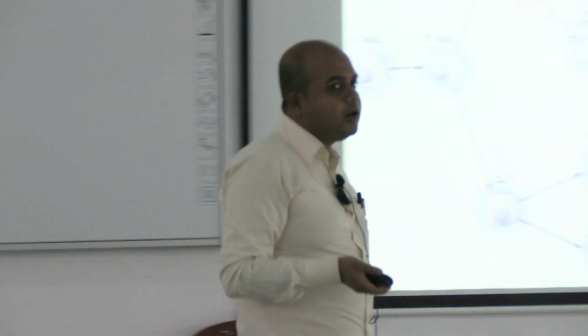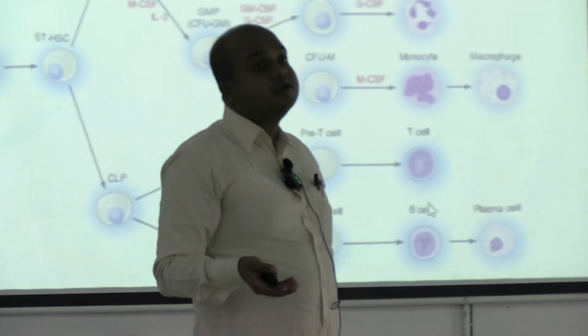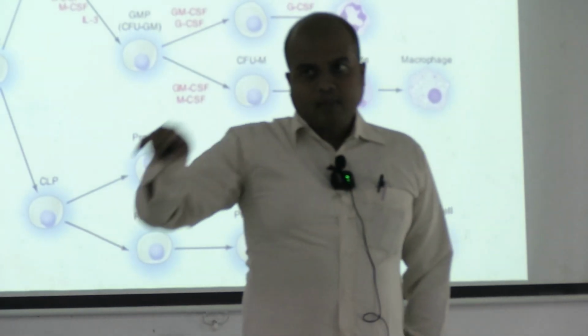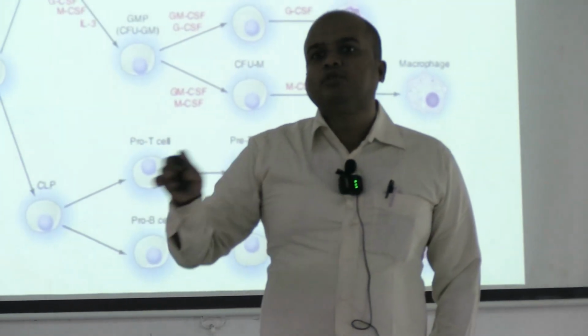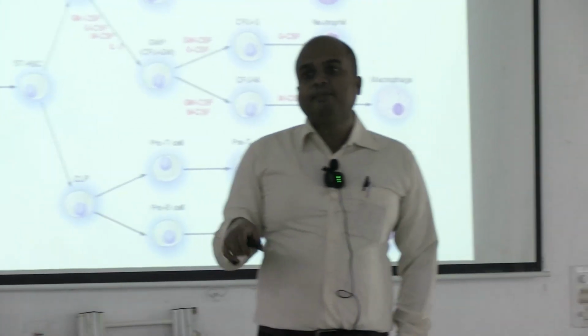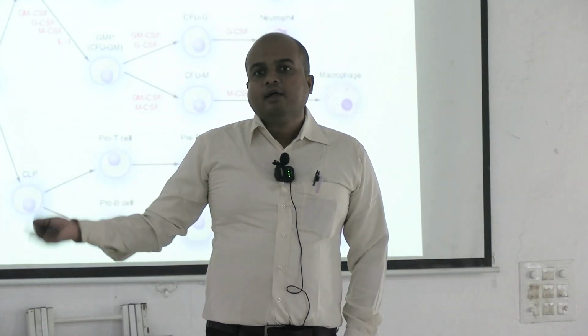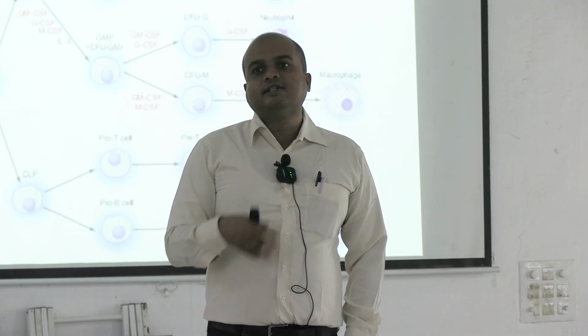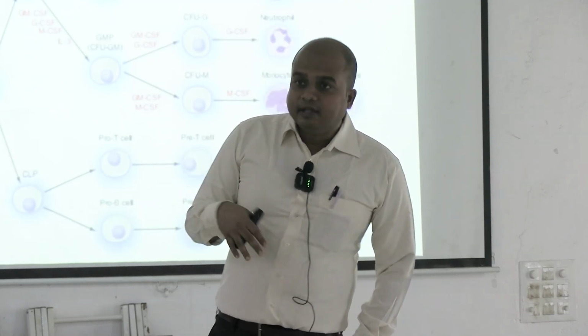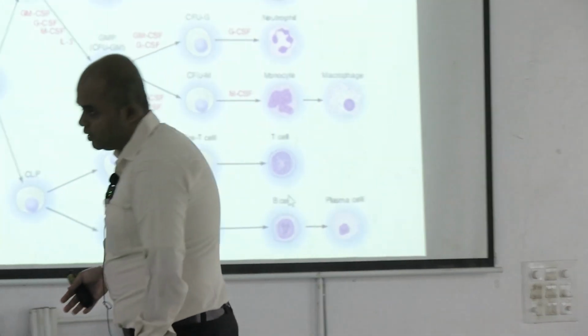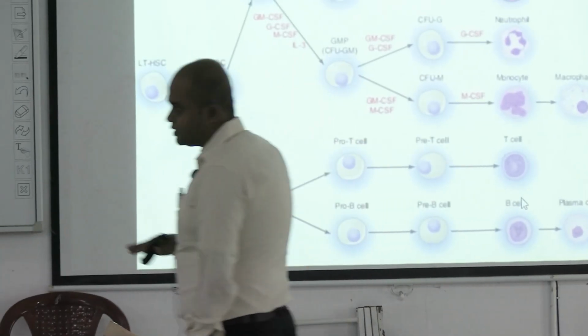And what is CMP? CMP is common myeloid progenitor. Myeloid means most cells associated with RBCs, and most cells with innate immunity. Innate means from birth. Myeloid lineage. Lymphoid lineage is for the lymphocytes. Lymphocytes are mostly associated with adaptive immunity. We will discuss this when we talk about immunity.